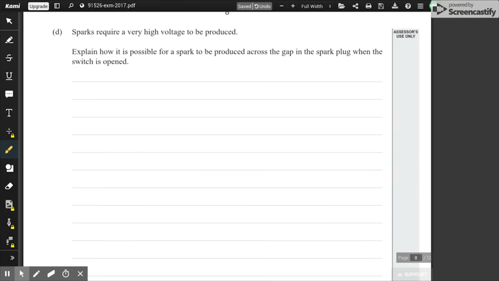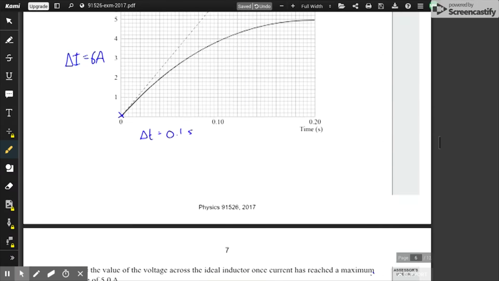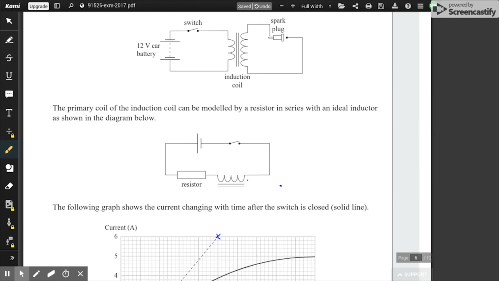Sparks require a very high voltage to be produced. Explain how it is possible for a spark to be produced across the gap in the spark plug when the switch is opened. Now, if you recall back to how I was describing the behavior of an inductor, we get a back EMF in our inductor when the current is changing. And furthermore to that, via Faraday's law, the greater the rate of change of current, the greater the induced voltage.